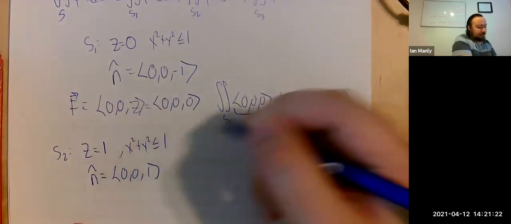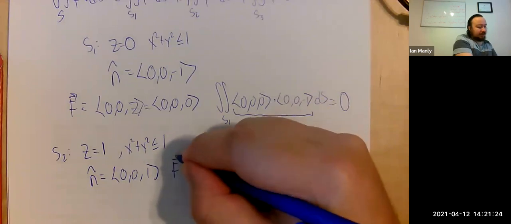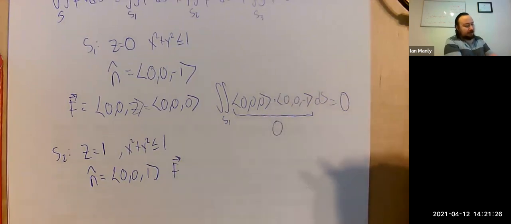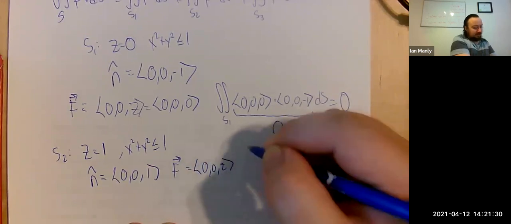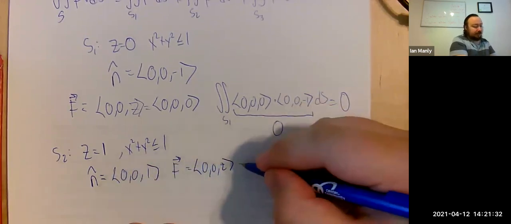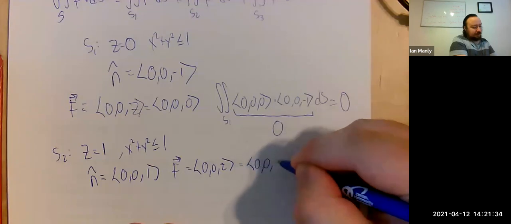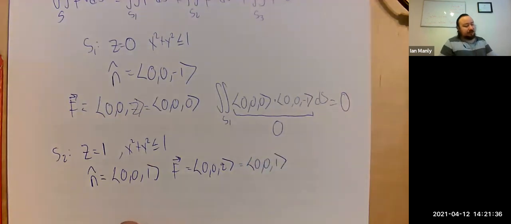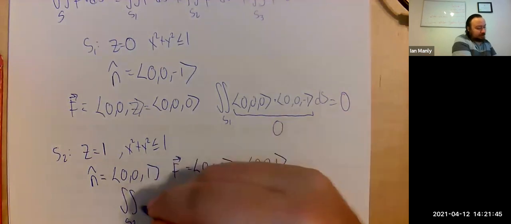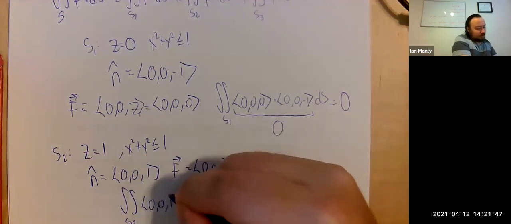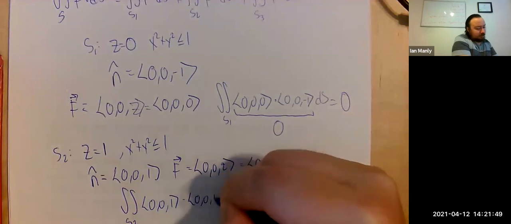0, 0, 1. And now let's take a look at our vector field here. It's always 0, 0, z. But in this case, z equals 1. So our force field is 0, 0, 1. Our vector field is 0, 0, 1. Now if we do this double integral over S2, we have 0, 0, 1 dot 0, 0, 1.